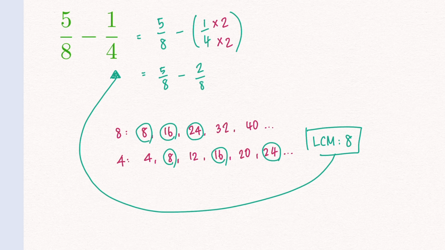Now that these fractions both have the same denominator of 8, we can subtract. So the denominator stays as 8, and the numerator of 5 take away 2 becomes 3. So the answer to the problem is 3 over 8.